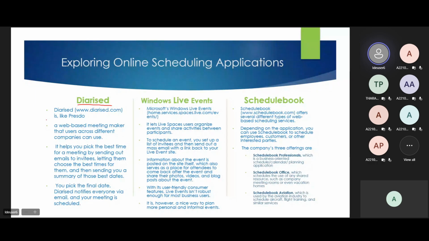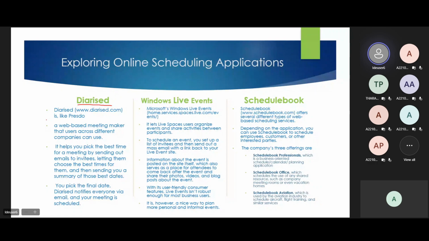We can also call this a web-based meeting maker. Okay, Diaryist is also called a web-based meeting maker. So using that, users can create a meeting across different companies. And it helps you to pick the best time for a meeting by sending out emails. The procedures are the same for all the scheduling applications. The thing is, the application is provided by different companies.